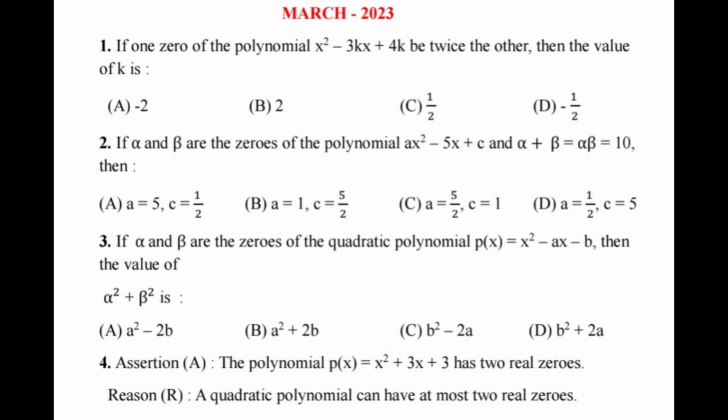And the fourth one, assertion and reasoning: the polynomial x square plus 3x plus 3 has 2 zeros. For this you can use the discriminant concept which you have already learned in the fourth chapter, that is b square minus 4ac. You will find b square minus 4ac, you will get a negative value. So it does not have any real zeros. So the assertion is false and the reason is true.